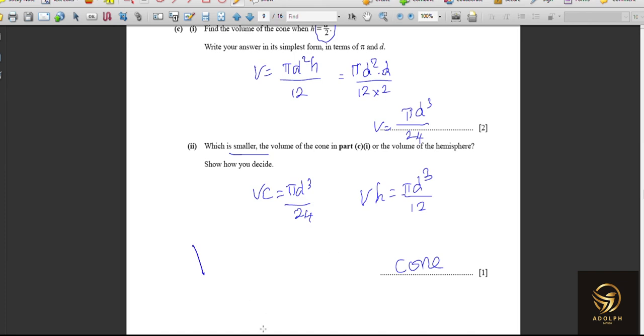So volume of cone is nothing but volume of hemisphere divided by 2, because if you divide the hemisphere by 2, then volume of cone and volume of hemisphere both will be the same. So this is what we are getting.